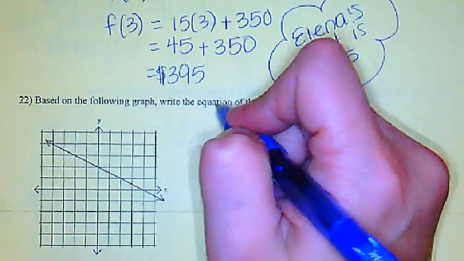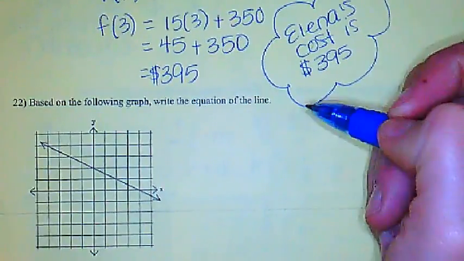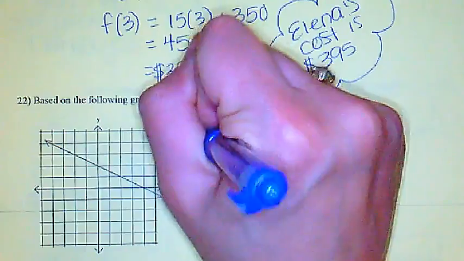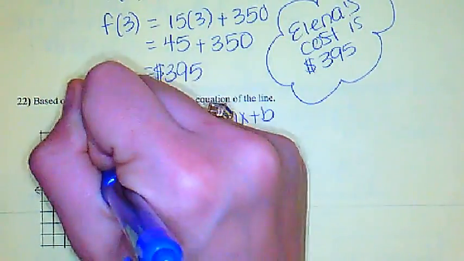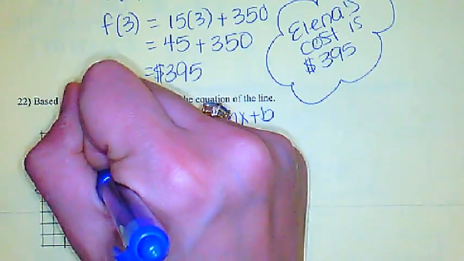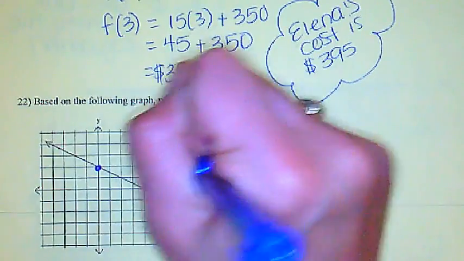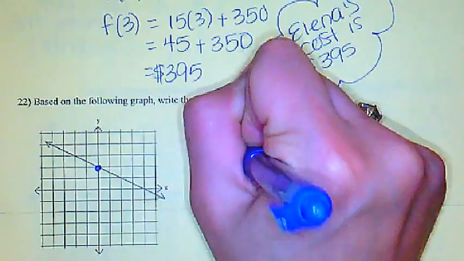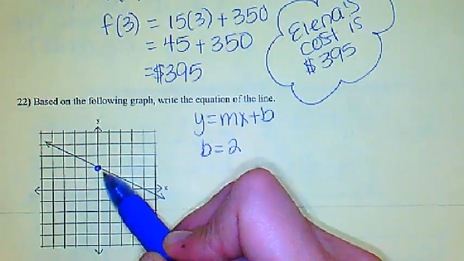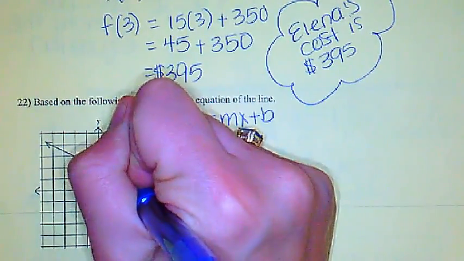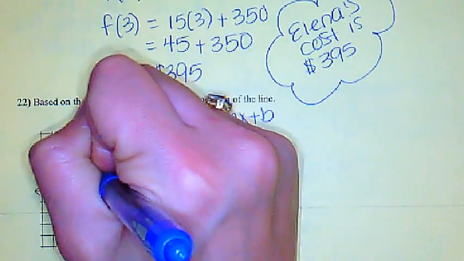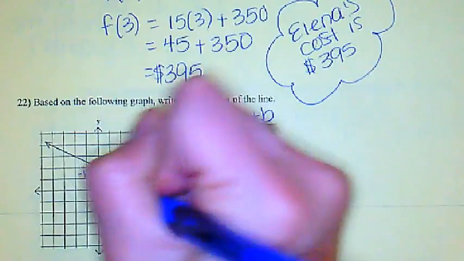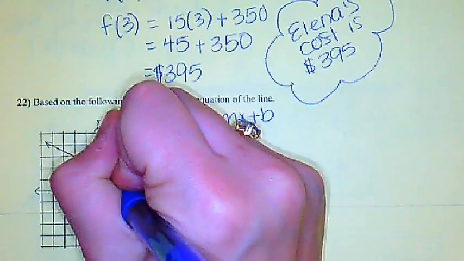To write an equation, the easiest thing I would say is to do y equals mx plus b. The first thing, let's figure out what b equals. If I look on here, go up 1, 2, so b is equal to 2. Then I'm going to find another point. This looks like a point right here, and I'm going to count to it. So I can go down, so minus 1, and then over 1, 2, 3.